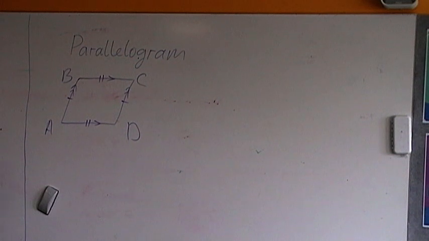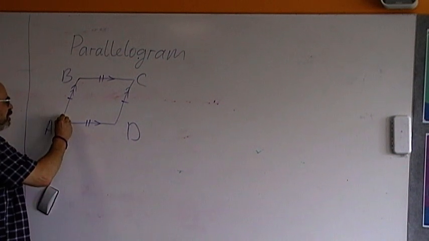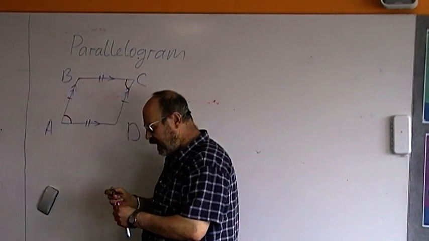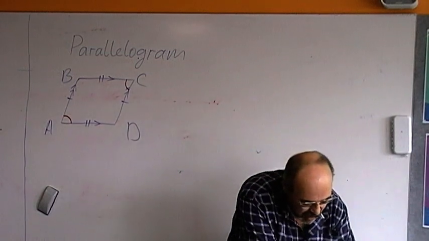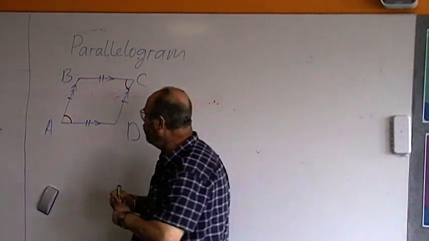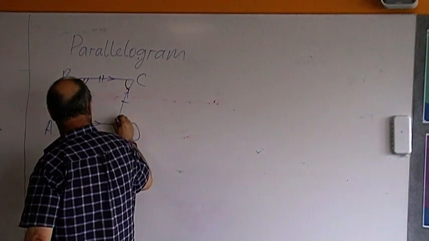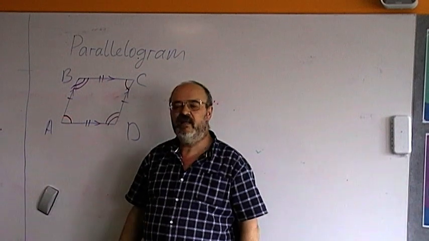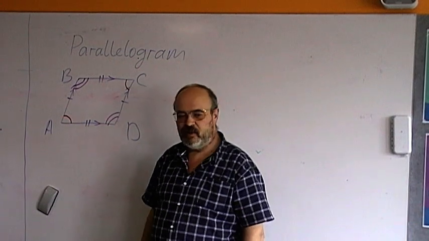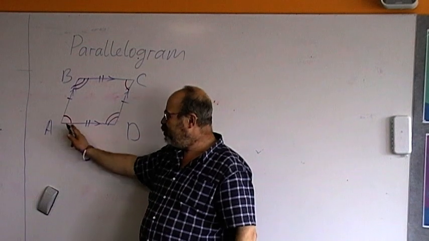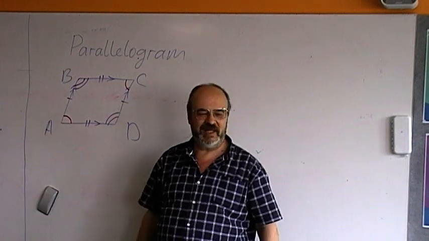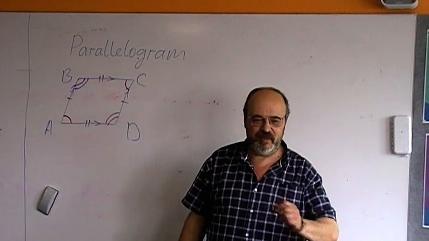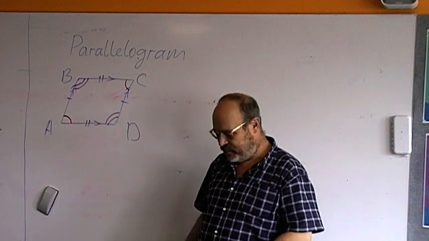So we have this angle equal to this angle. Opposite angles of the parallelogram are equal. This angle equal to this angle. And these pairs of angles add up to what? 180. These two angles add up to 180. How do we call angles which add up to 180? Supplementary. So they are supplementary.